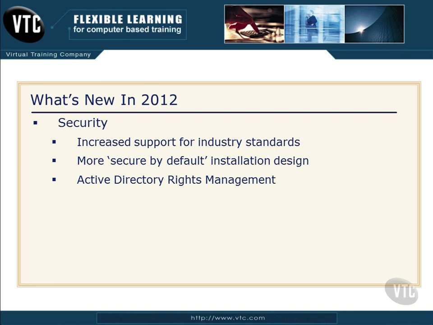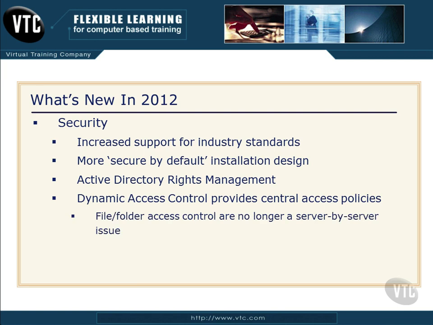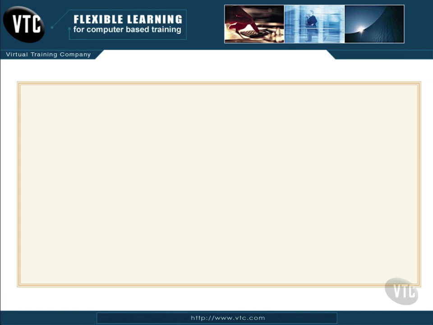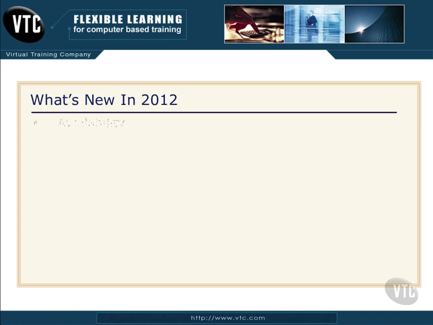Active Directory Rights Management is another functionality that's been added. It makes security more granular. It makes it easier to control in a lot of different ways for the way that we're using our networks now. We'll talk about that later. Dynamic Access Control is really nice because it now provides central access policies, which means that our file and folder access control is no longer a server by server issue. We can now do that in the entire domain as a whole.